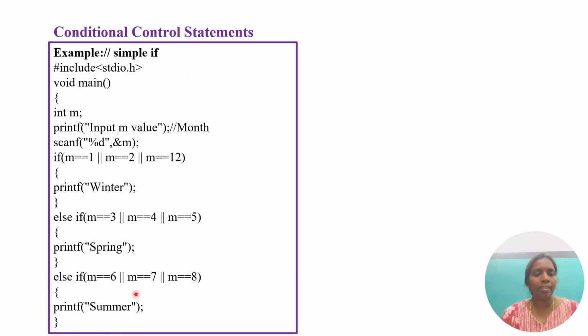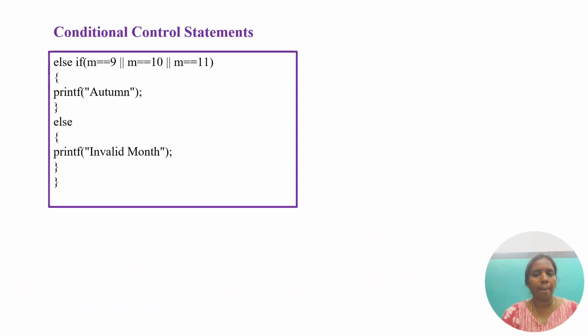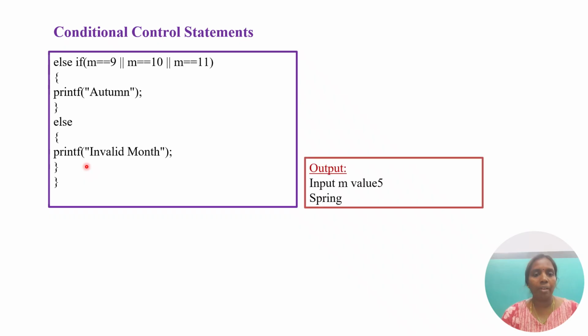Else 6 or 7 or 8, summer. Else 9 or 10 or 11, autumn. Or else, if any value greater than 12 is entered, it will print invalid month. So for example, if the value of m equal to 5, spring will be printed.